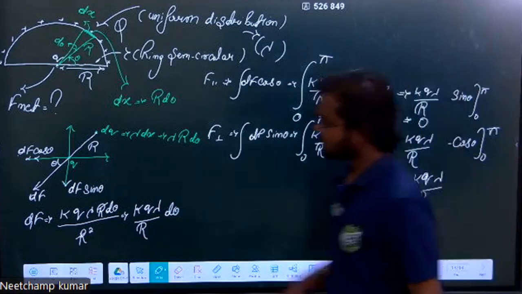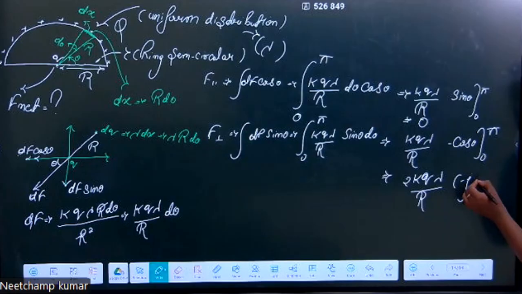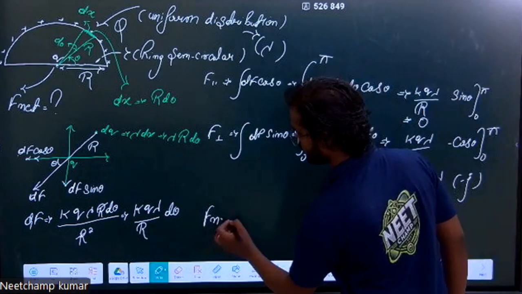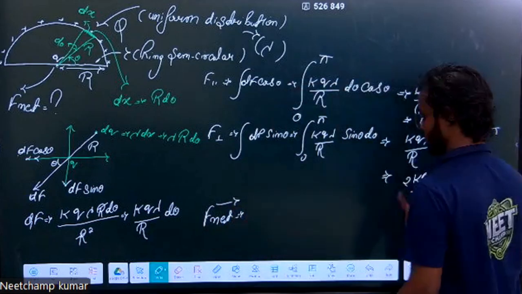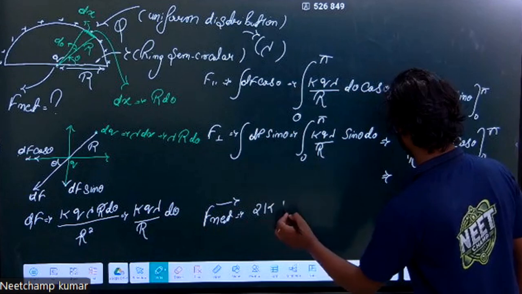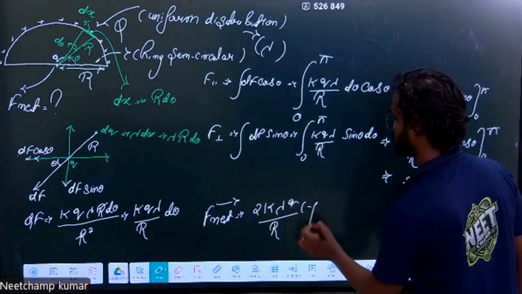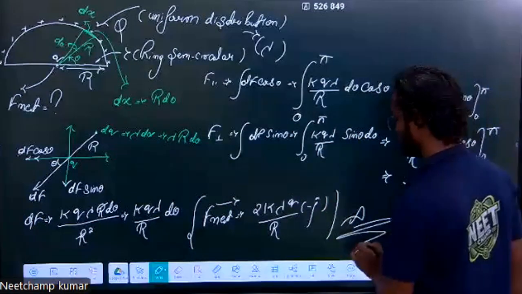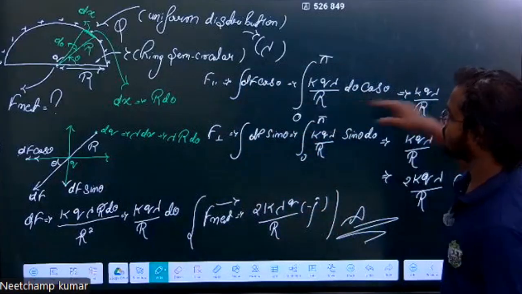Now this force is coming in the downward direction, so we can write it as minus j cap. So that is our net force. So what is the net force here? The net force is simply given as 2k lambda q by r minus j cap. That is the answer. If you analyze this, I have no need to calculate this horizontal component.